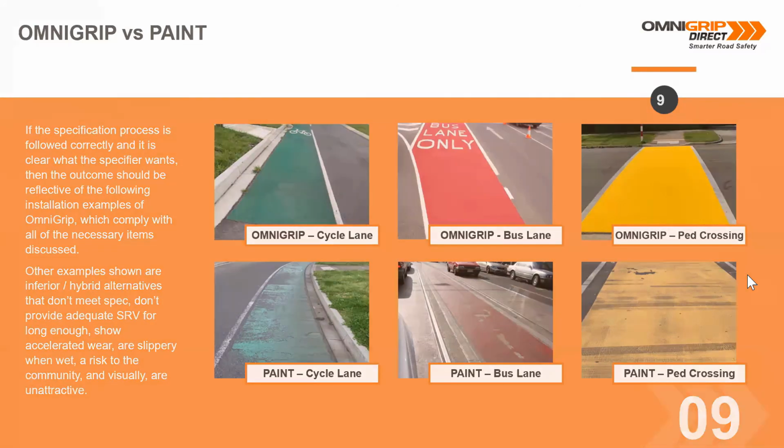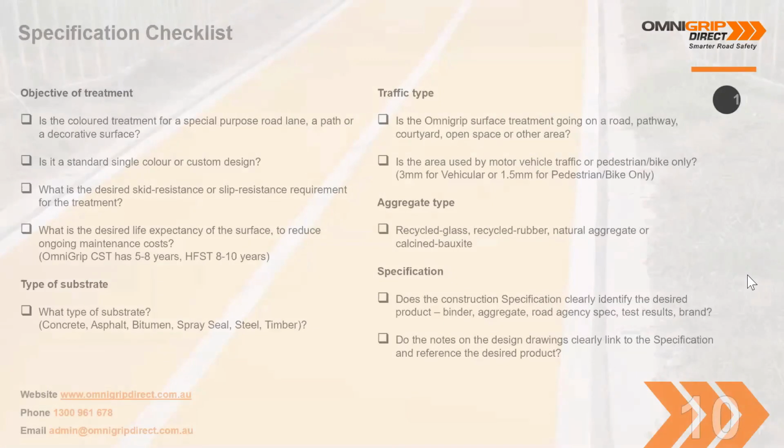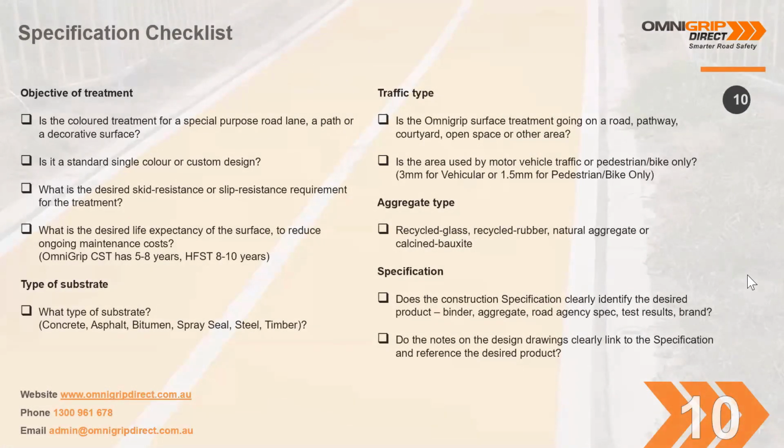Next slide, Dave. Okay, so I think we're coming towards the end of the presentation, and this is the specification checklist that we want to provide you guys. So you can print it out and have it on your desk. The next time you come across a job that requires high friction colored road surface treatment, you can use this as a guide to help you consider a few things that would cover all ground and help you create a good and solid specification.